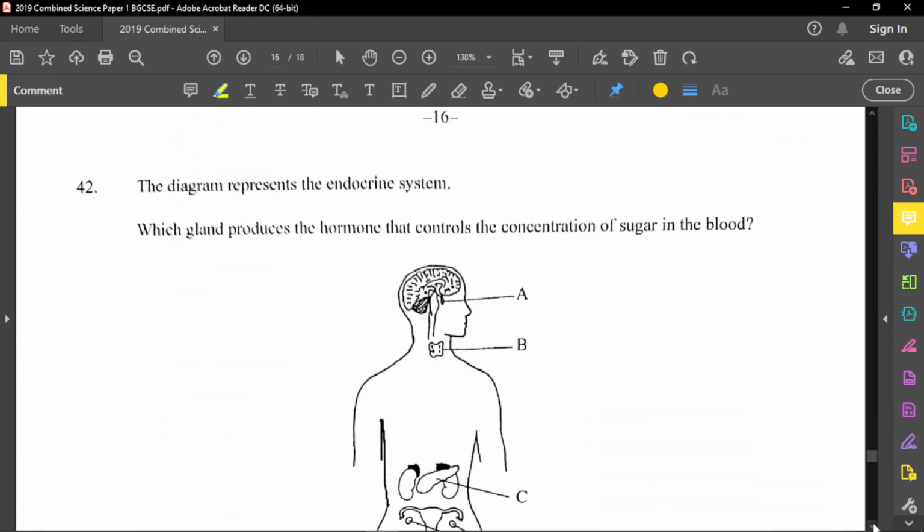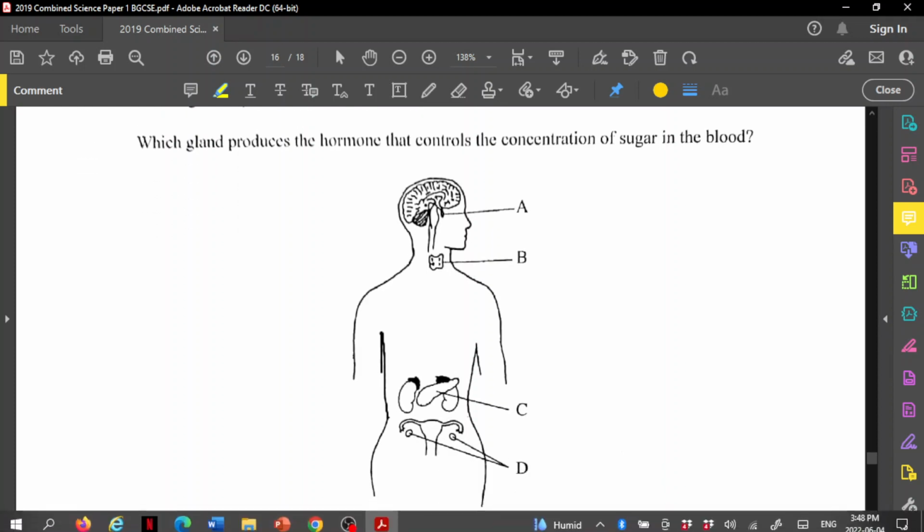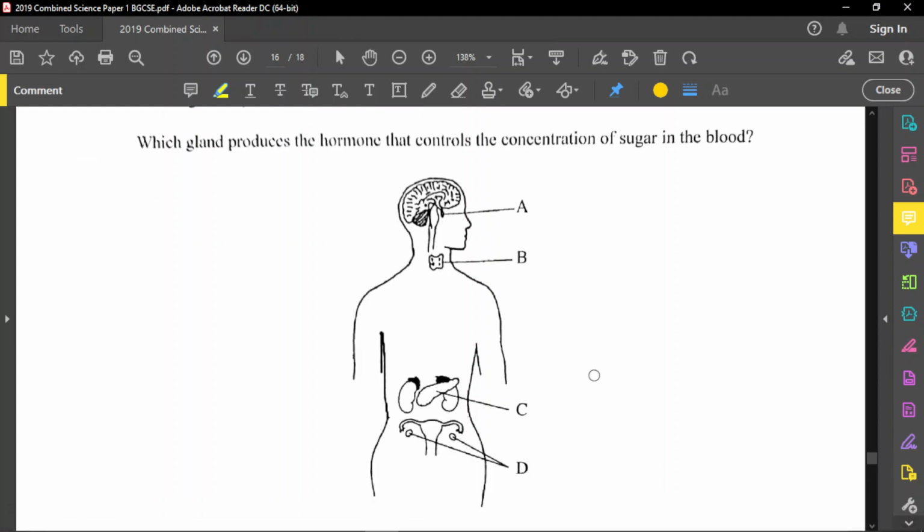For 42, the diagram represents the endocrine system. Which gland produces a hormone that controls the concentration of sugar in the blood? What controls sugar in the blood is insulin, and insulin is produced by the pancreas. So that's our pancreas right there, and so definitely that is our answer.